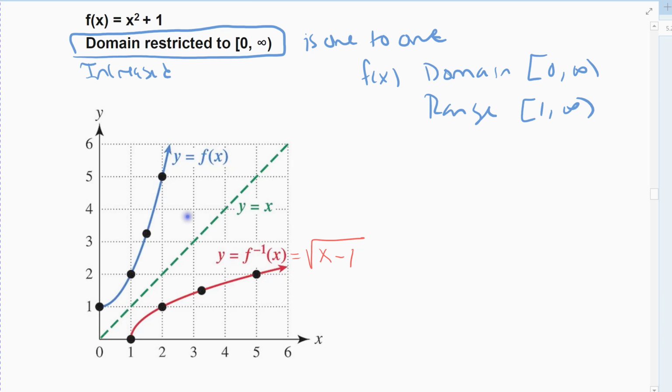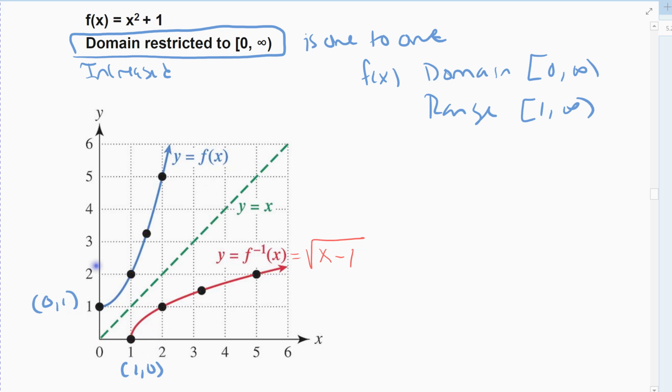If I pick any point on this line, it should be reflected over the line x equals y. That green one is my line x equals y, and they are reflected over. I've labeled 4 points here, and they all will reflect over this line. This first point is the point (0, 1). It reflects over and becomes (1, 0), and that's true.